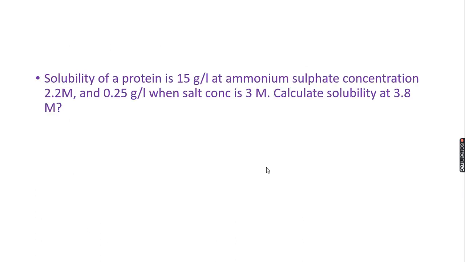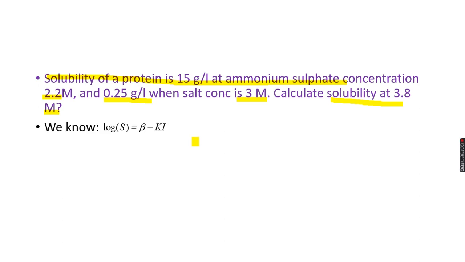Now we'll be discussing one problem and we'll clarify it. Assume we are talking about a solution. Solubility of protein is given as 15 gram per liter at ammonium sulfate concentration of 2.2 molar, and solubility is 0.25 gram per liter when salt concentration is 3 molar. So two pieces of information are given, and the question is to calculate the solubility when the salt concentration is 3.8 molar.